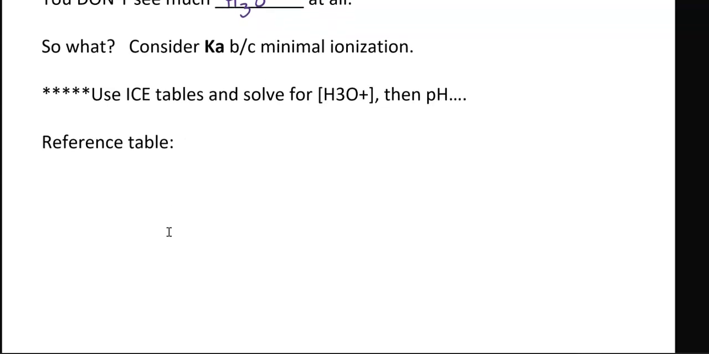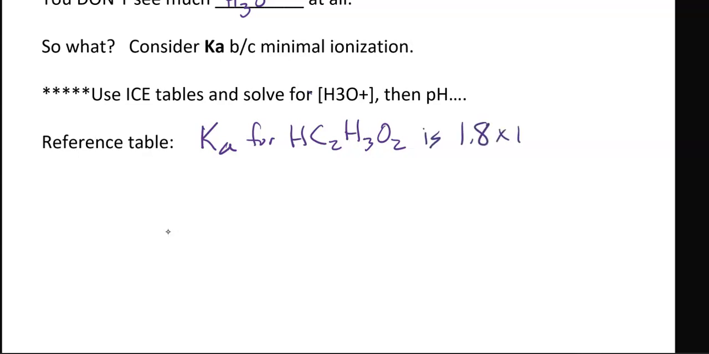So let's go to a reference table. You could find the one in the back of your textbook, or you could even just do an internet search for what's the Ka of acetic acid. And when you do, you'll find that that answer is 1.8 times 10 to the negative 5. You will be given this on an assessment, so don't stress about trying to memorize that.